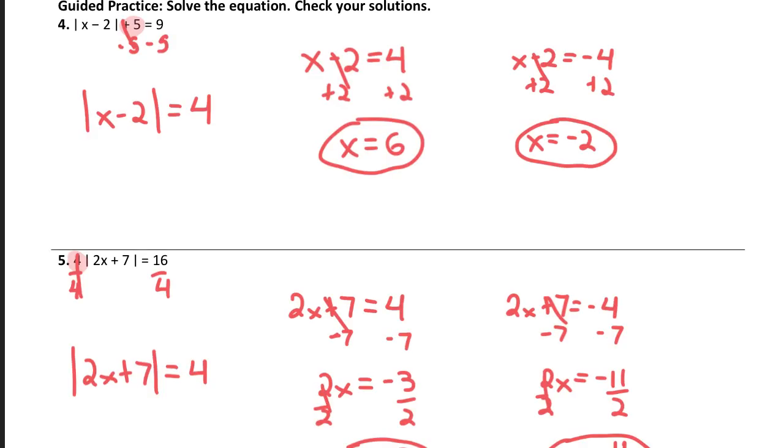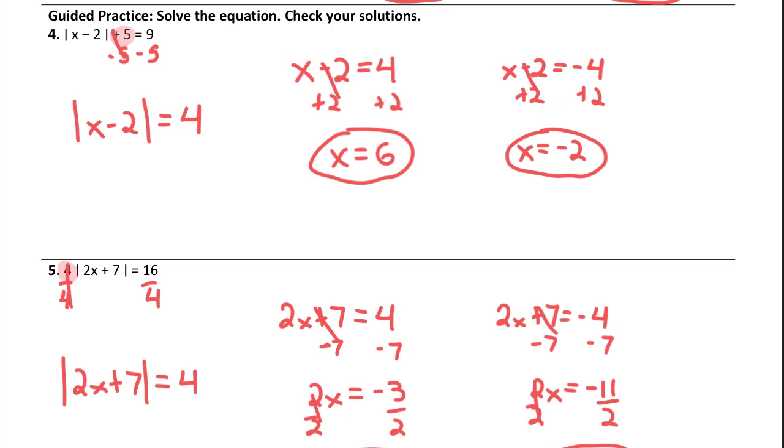Okay, to start with number 4, I had my absolute value of x minus 2. I had 5 being added to it, so I isolated the absolute value by subtracting 5 from both sides. From there, I could solve this because my absolute value is set equal to a positive number. So that's why I set up the 4 and negative 4, those two equations. That's important to remember, to set up two equations. So I isolated the absolute value and I set up my two equations.